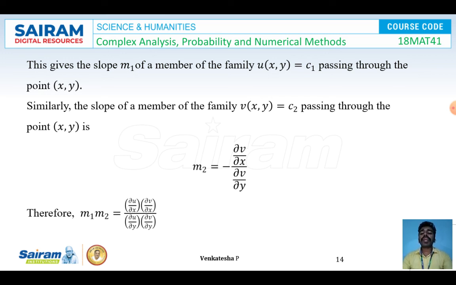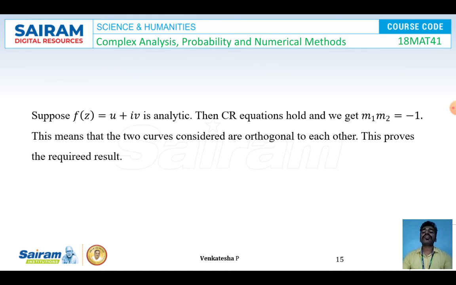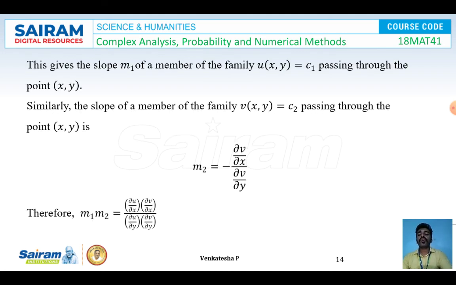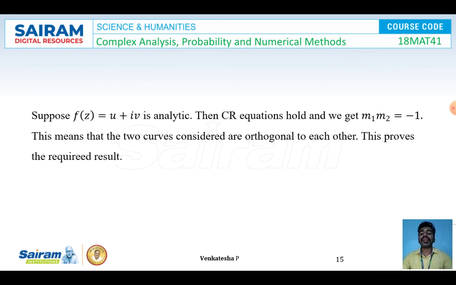Now I am going to make use of CR equations to simplify the above expression. Since we have the CR equations, that is ∂u/∂x is equal to ∂v/∂y, and ∂v/∂x is equal to minus ∂u/∂y, if I replace those values here, the product of m1 and m2 will become -1. It implies that the two curves considered are orthogonal to each other. This proves the required result.